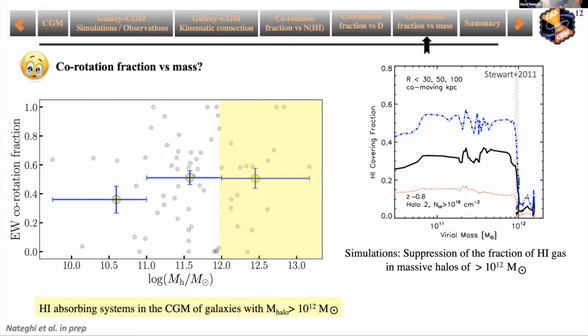Also, our findings are in contrast with simulations where they predict a suppression of H1 gas in the halo of massive galaxies. Here we have plotted the covering fraction as a function of halo mass, and here clearly we see there are 17 systems with H1 absorption detected in their CGM, and they have halo masses greater than 10^12. This is in contrast with simulations where they show that the H1 covering fraction drastically drops in halo masses greater than 10^12.